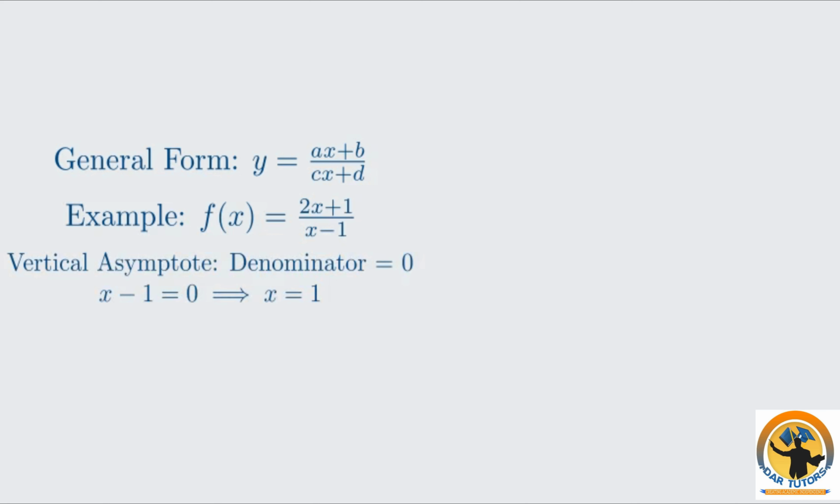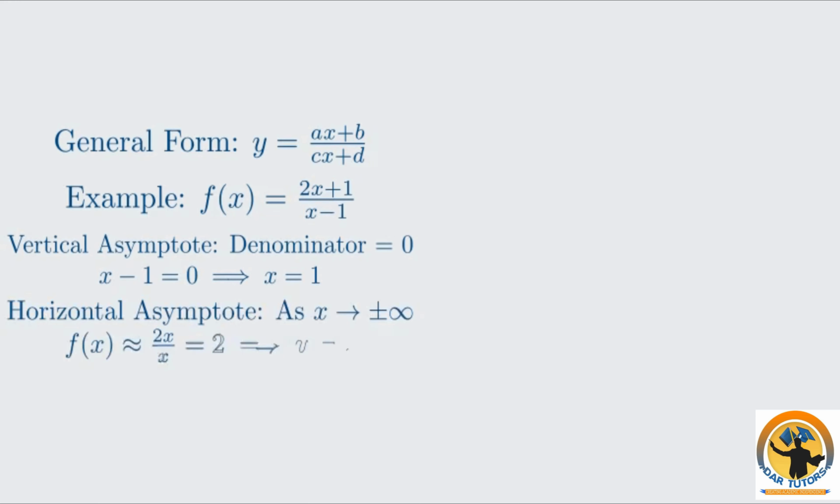To find the horizontal asymptote, we consider the behavior of the function as x approaches positive or negative infinity. As x gets very large, the constant terms, 1 in the numerator and minus 1 in the denominator, become insignificant compared to the x terms. The function behaves like 2x over x, which simplifies to 2. So the horizontal asymptote is the line y equals 2.